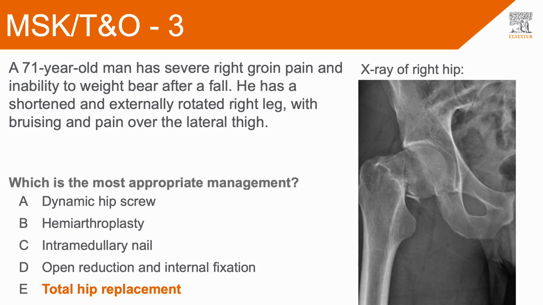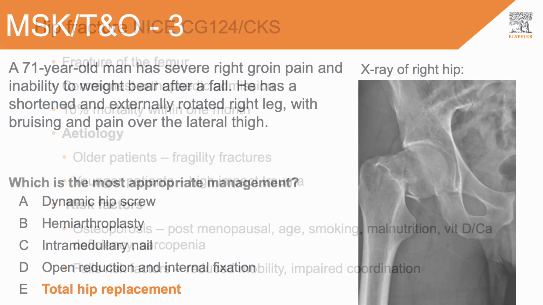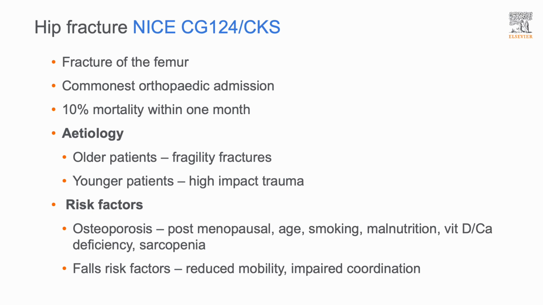This question relates to a neck of femur fracture, and the correct answer is E, a total hip replacement. A hip fracture describes a fracture of the femur, which commonly occurs in the femoral neck. A NOF, or a neck of femur fracture, is the commonest reason for an orthopaedic admission, and it is a significant injury with over 10% mortality within 1 month.